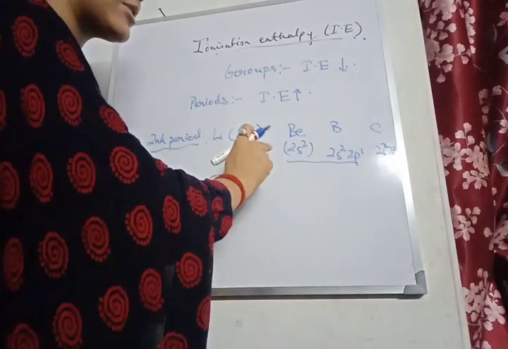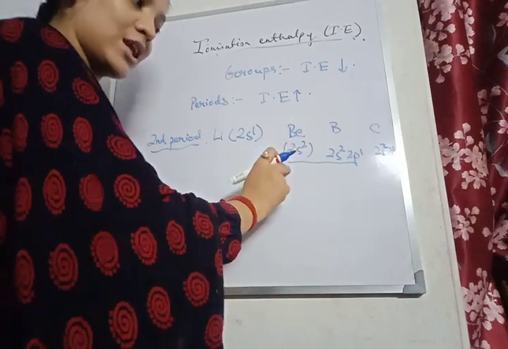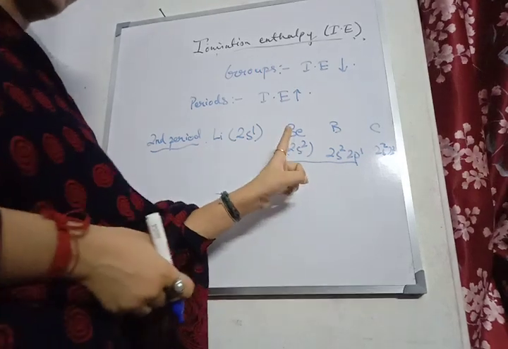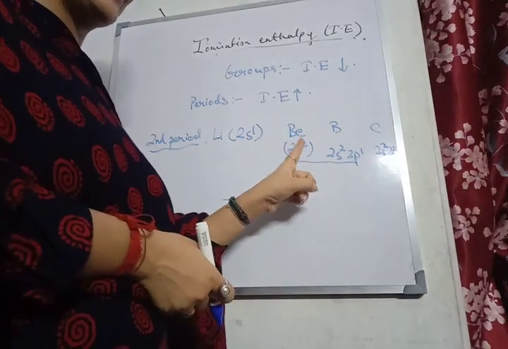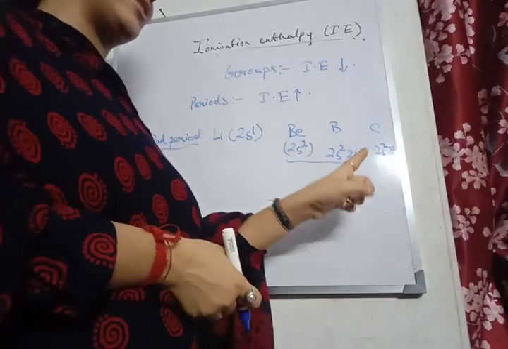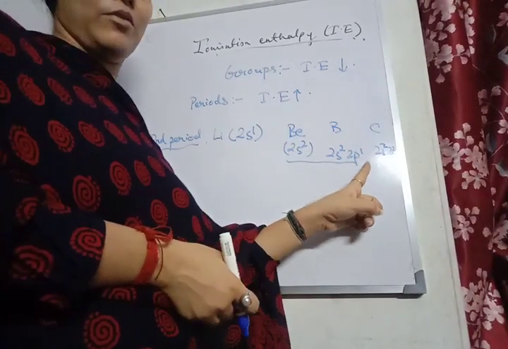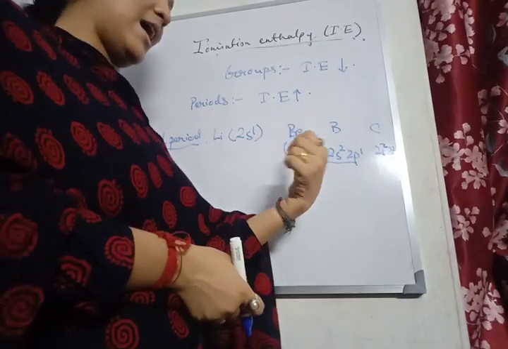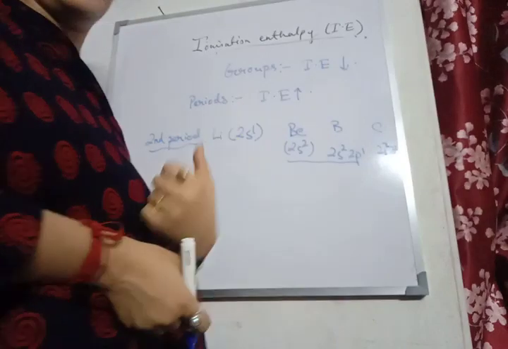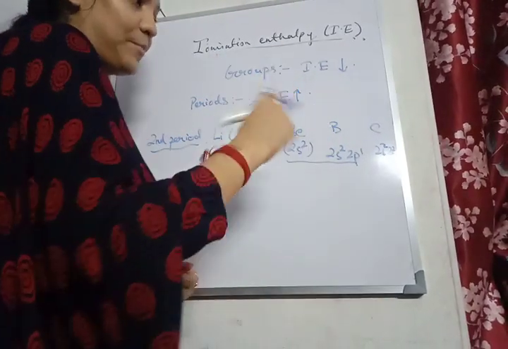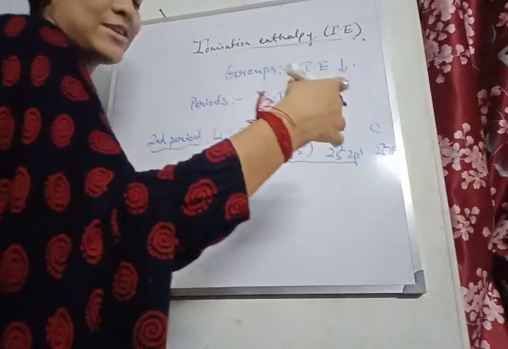Why is it decreasing? Because beryllium has a fulfilled configuration. That's the first point. The second point is that the electron to be removed from beryllium is an s electron, which has more penetrating power, while in boron the electron to be removed is a p electron, which has less penetrating power. So definitely beryllium will require more energy. Another reason is the fulfilled configuration. That's why from beryllium to boron, the IE is decreasing. Then again from boron to carbon, the IE is increasing because of the increase in effective nuclear charge.